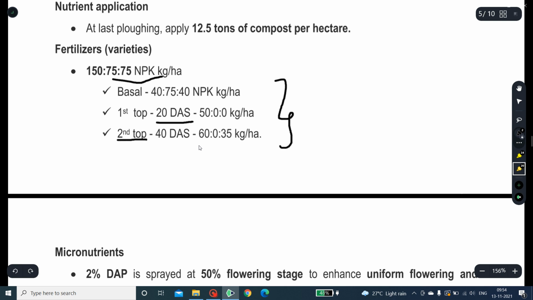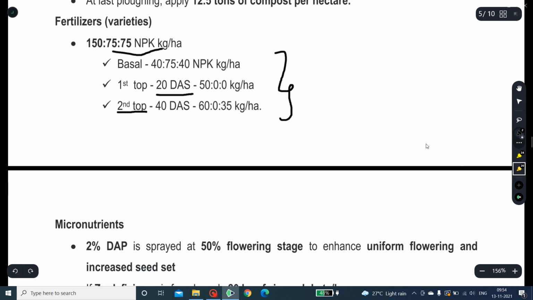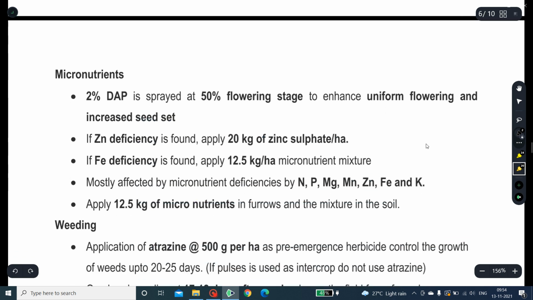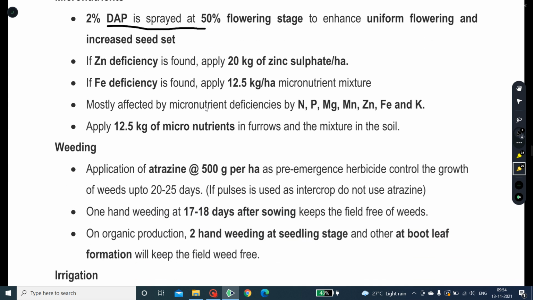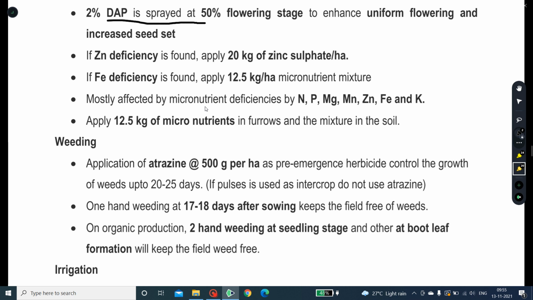60:0:35 kg per hectare. And the micronutrient application here is 2% DAP sprayed at 50% flowering stage to enhance uniform flowering and increase the seed set. If zinc deficiency is found, apply 20 kg of zinc sulfate per hectare. If iron deficiency is found, apply 12.5 kg per hectare of micronutrient mixture.